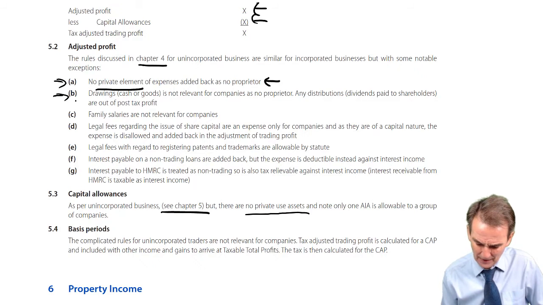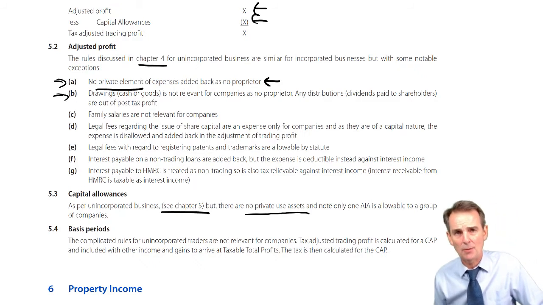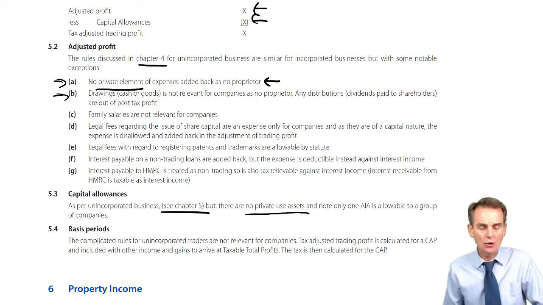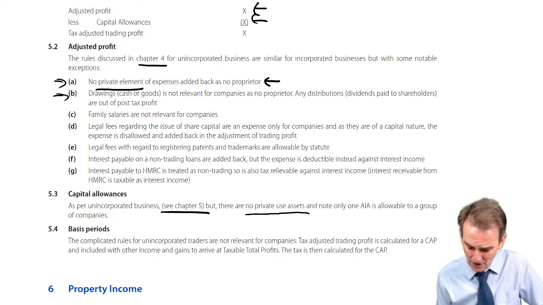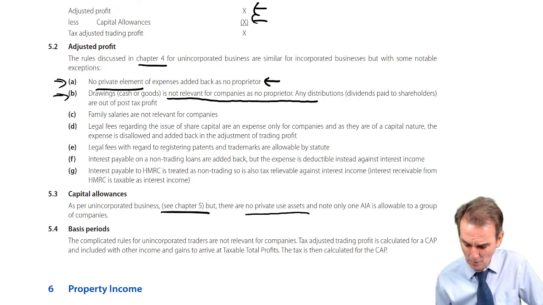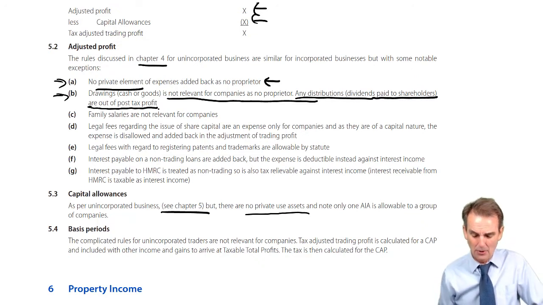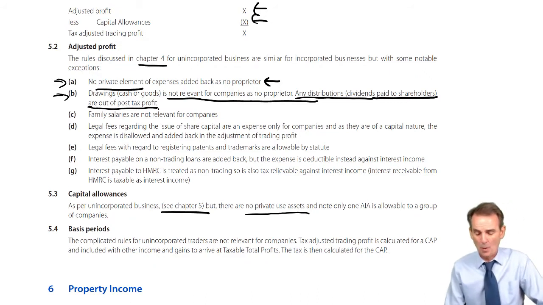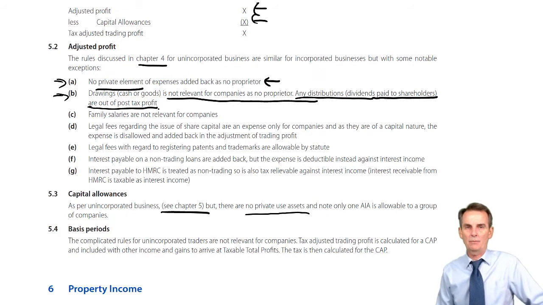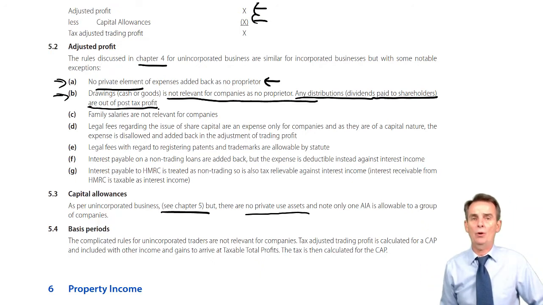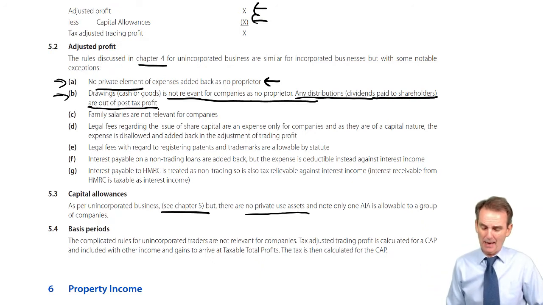Also here, as well as that one, drawings. Remember, again, there were adjustments of profit for a proprietor, taking goods, taking cash out of the business. Not relevant for companies as there's no proprietor. Any distributions, of course, going to the owners of the company, dividends paid to shareholders, well, they come out of post-tax profit. So there won't be any drawings, there won't be goods taken from stock, no adjustments will be required here. Nothing will be needed. Again, we already know that dividends, if they've shown a dividend paid deducted in deriving profit, well, it shouldn't be. It's not an allowable expense, it's a distribution.